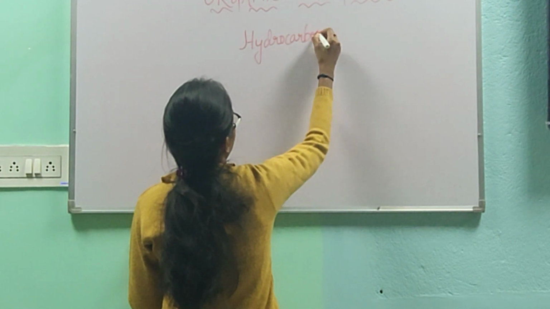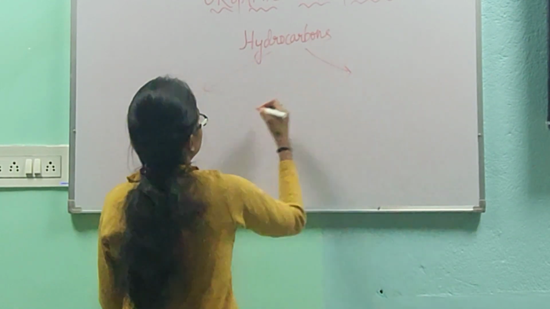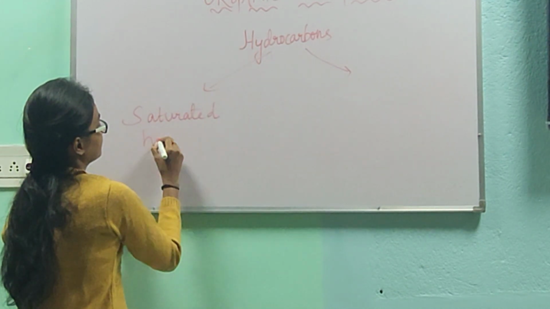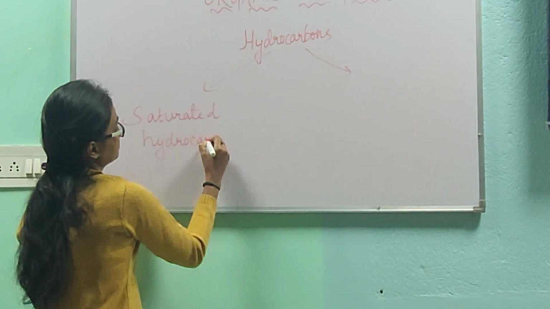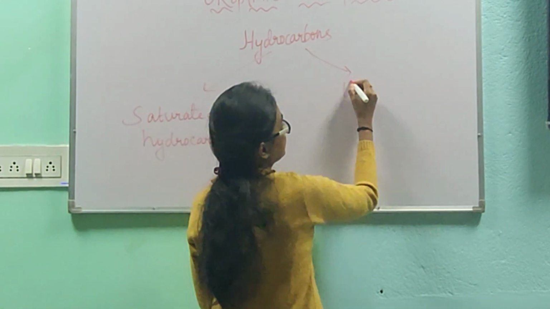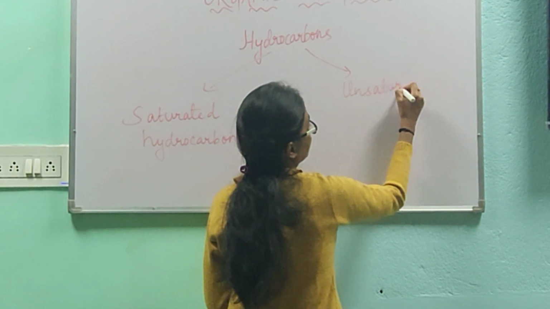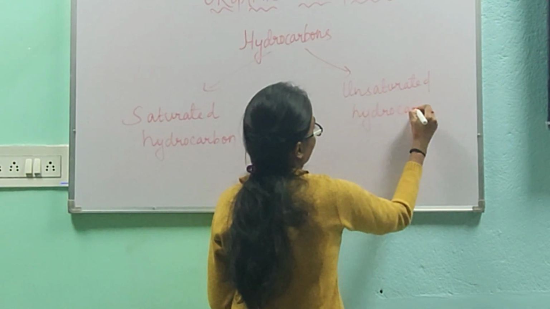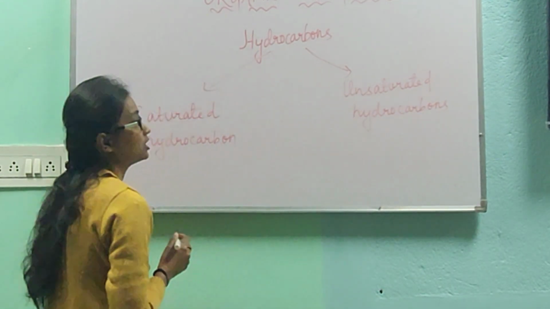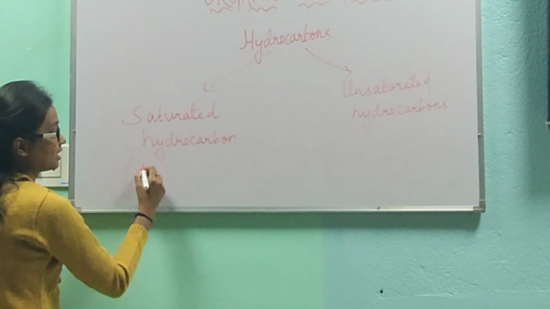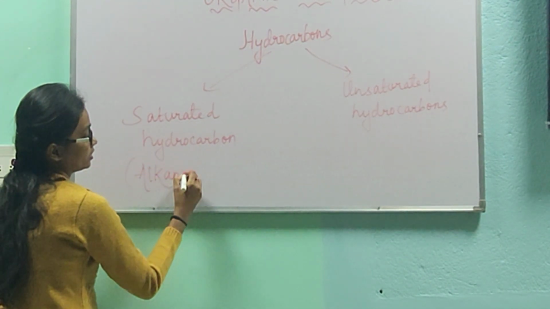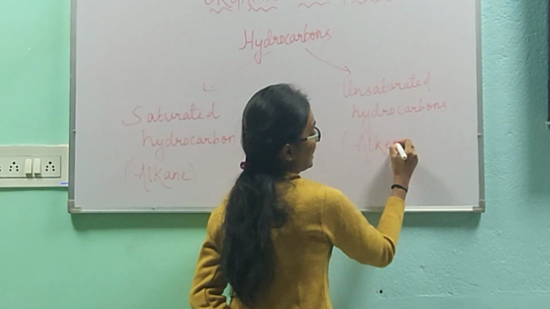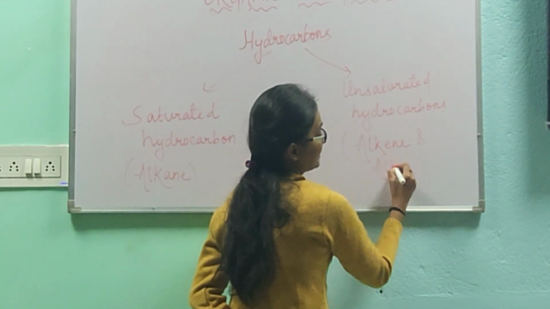into two types. First is saturated hydrocarbons. Second is unsaturated hydrocarbons. Under saturated hydrocarbons comes your alkane, and under unsaturated hydrocarbons we have alkene and alkyne.